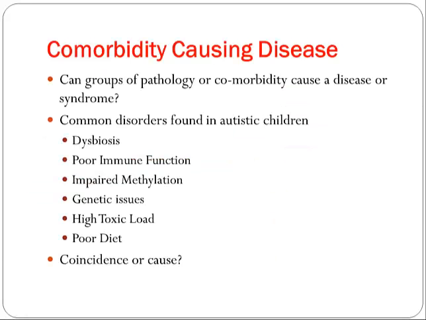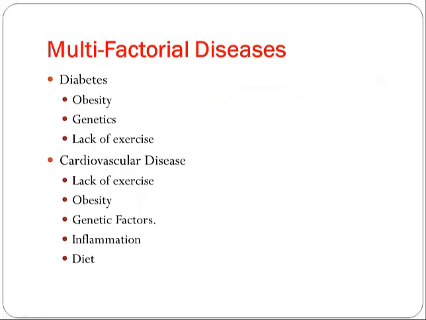And then there are diseases that are actually caused by the comorbid factors. And in autism, we see a number of these things. We see dysbiosis, poor immune function, impaired methylation, genetic issues, high toxic load. Is this a coincidence or is this a cause? There are other multifactorial diseases. Diabetes is one of them. Obesity mainly and lack of exercise. Cardiovascular disease, obesity, diet, inflammatory diet, inflammation.